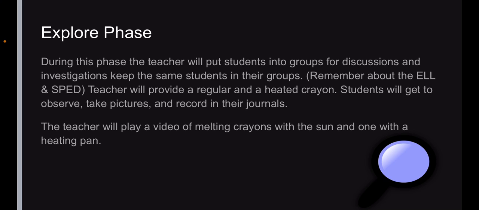The teacher will provide a regular crayon and a melted crayon. The students will get to observe, take pictures, and record in their journals what they're observing. The teacher will also play a video of melting crayons with the sun and another video with heating crayons with a pan. This way, the students will look at the difference between heating crayons with the sun and with the pan, and absorb more and get more ideas.